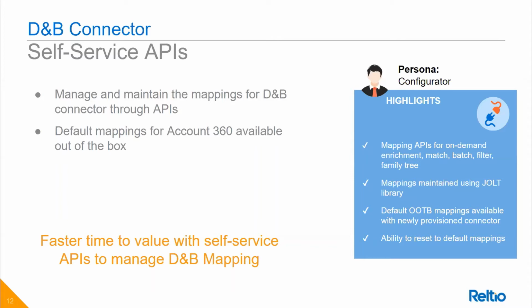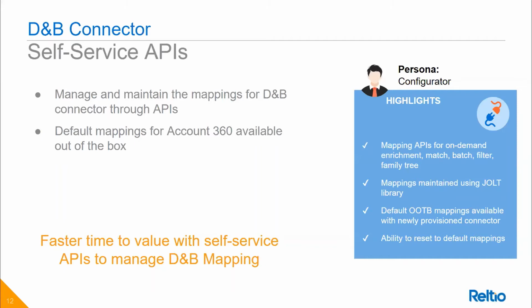What you would be able to do is fetch the existing mappings for your DNB connector, update those with new mappings, or even reset the mappings to the default ones provided by Reltio. So these are some of the APIs that will definitely help you to be more self-reliant in managing the DNB connectors and also reduce the time to value for your DNB installations. Really excited about this feature and looking forward to your comments and feedback through the community.